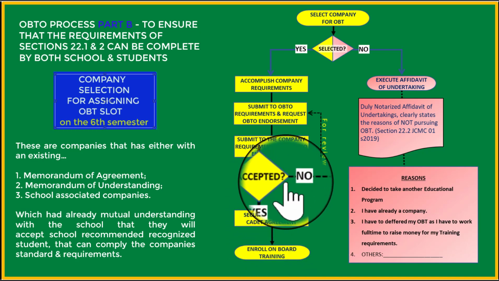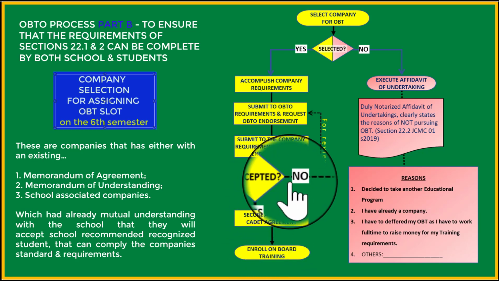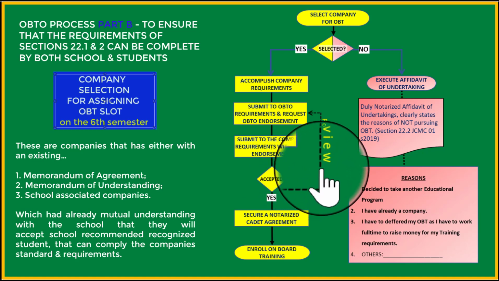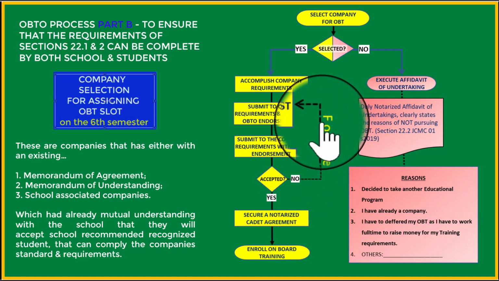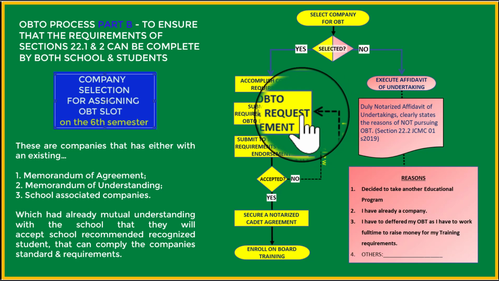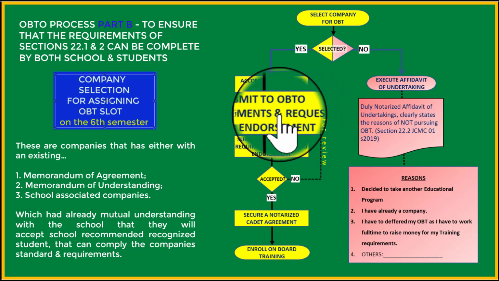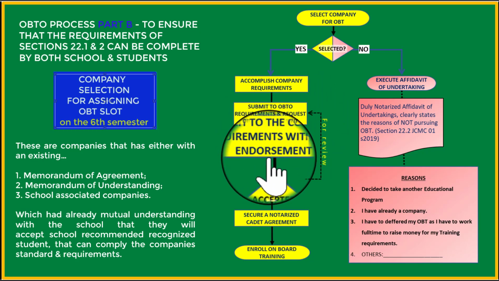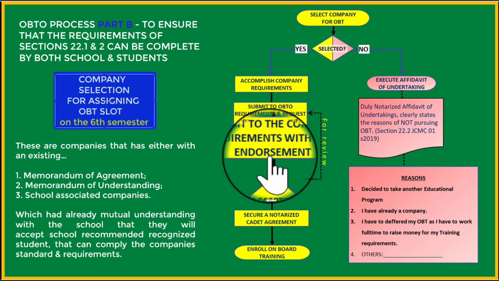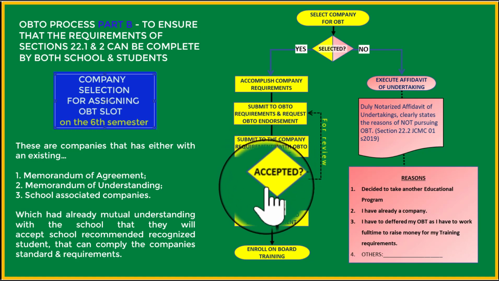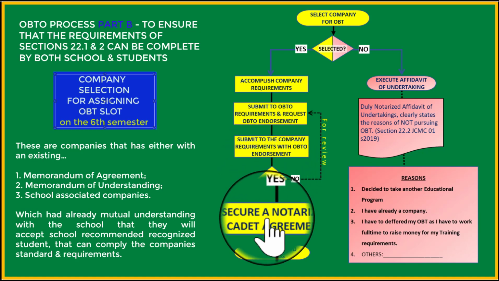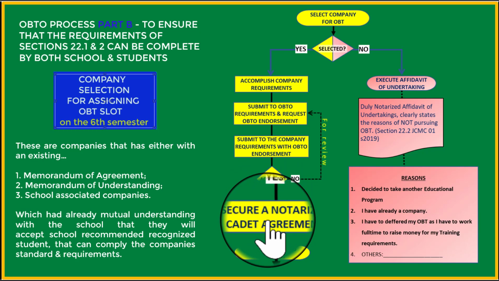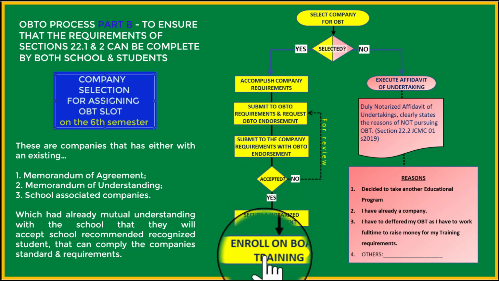But if you are not accepted, for whatever reason, bring that document for review back to your onboard training office. And then, after the review, you have to submit to the company all the reviewed documents. Once you're accepted, secure a notarized agreement, then enroll your OBT.